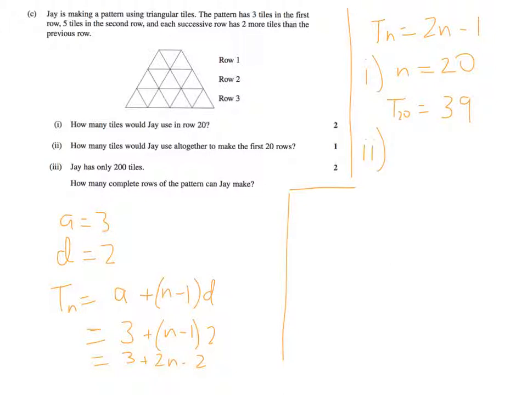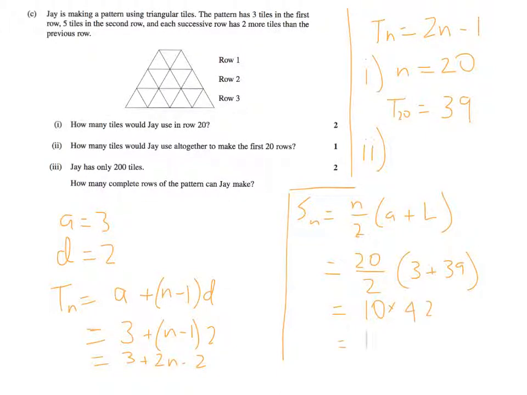Number 2 there, how many tiles would J use to make the first 20 rows all together? Okay, well this is a sum question. So for the sum of the series, there are 2 ways we can do this. All these formulas, by the way, are on the new reference sheet. I think we're going to go n over 2 first plus the last. The good thing about this is we have n, it's still 20, we have our first term 3, and we have our last term in this part of the series, which is 39. So the sum there is 20 on 2 outside of 3 plus 39, which is 10 multiplied by 42, which is 420 tiles.